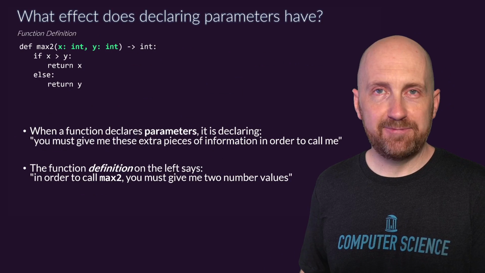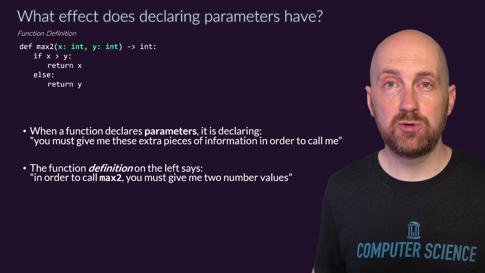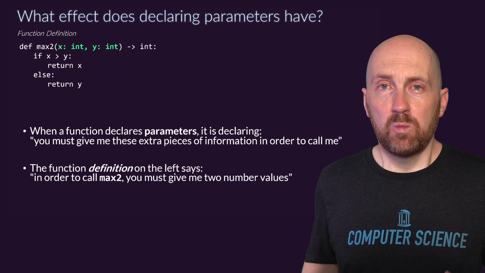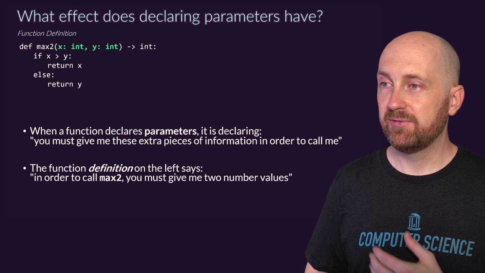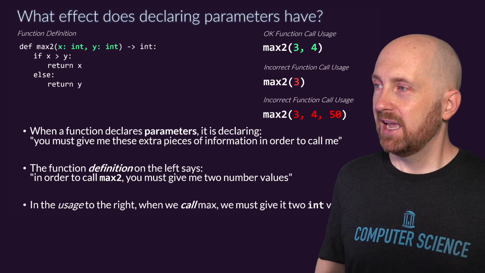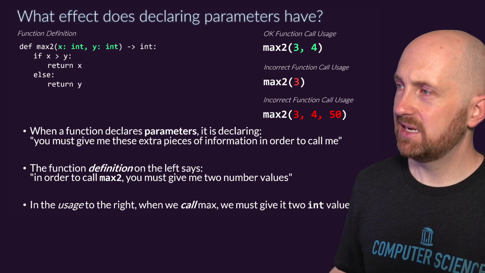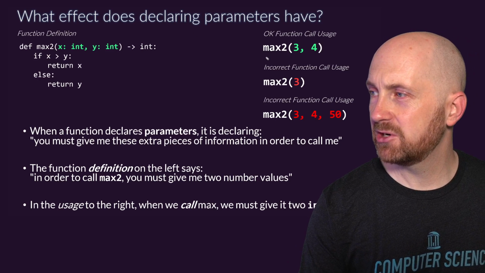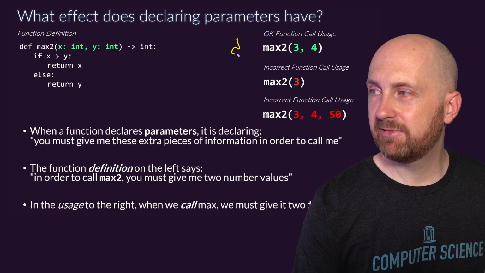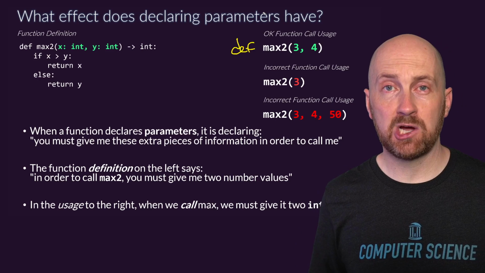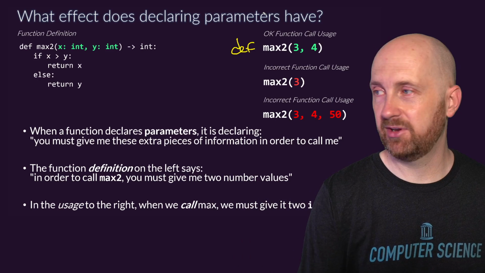So what effect does declaring these parameters actually have? So we have this max2 function, it takes two integers. Well, when we declare this, we're saying in order to use me, you've got to give me these two things, right? You've got to give me these two integer values. And so in this case, if we look at these three example function calls, we see in the first one, the function call is the name of the function followed by parentheses, right? And notice there's no def keyword in front of this. So that's one of the ways that you can tell whether or not you're looking at a definition of a function or a function call which uses some other definition of the function.